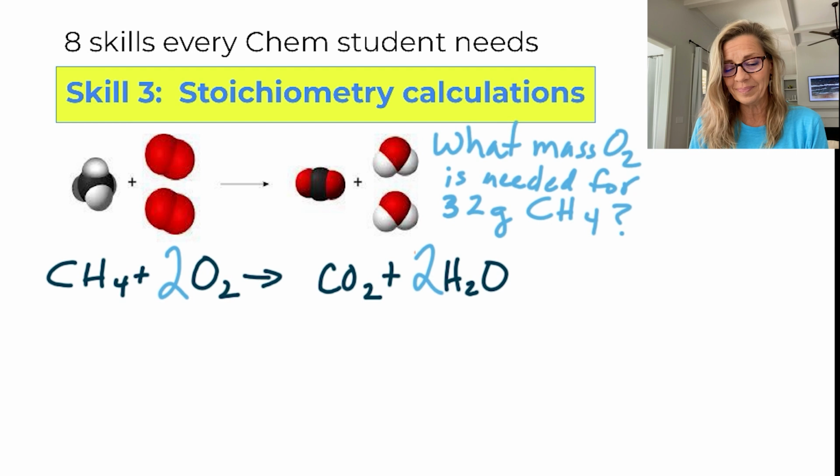All right, let's keep going. Stoichiometry. Wow, we love this, right? You've got to be really quick and good at stoichiometry.